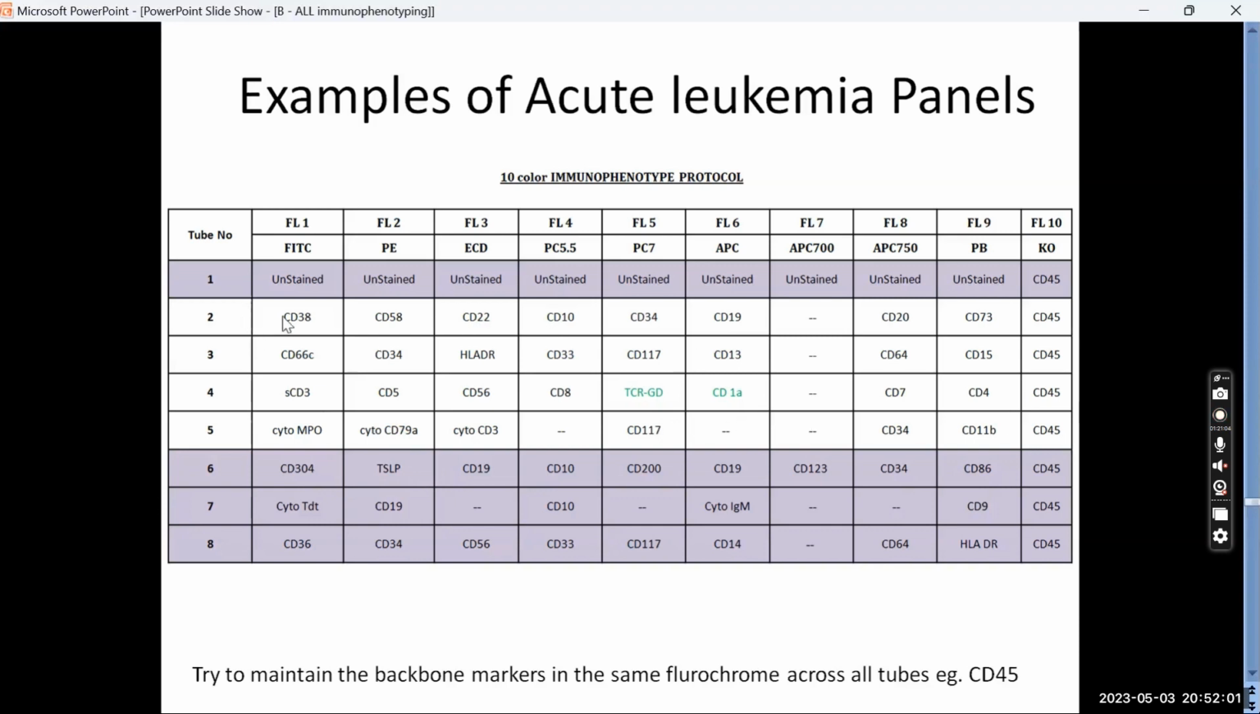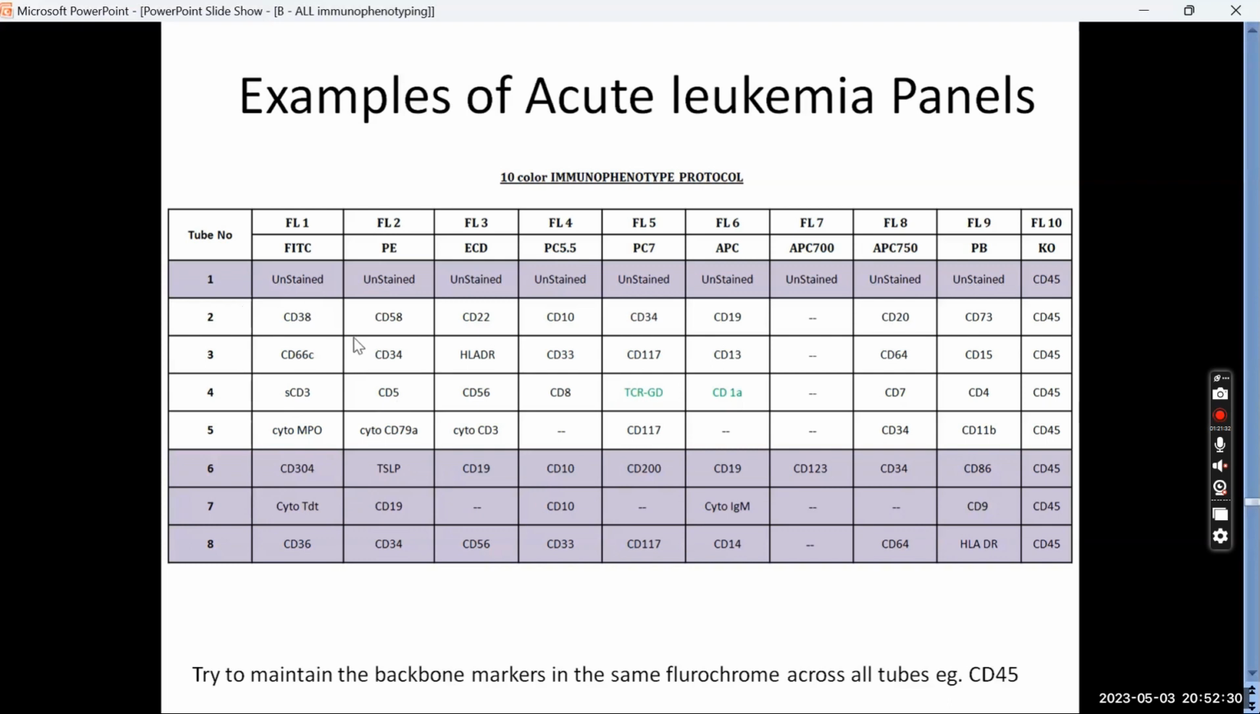Okay. And this is the B markers with the MRD markers. This is the myeloid markers. This is the T cell markers. And this is the lineage markers. Cyto-MPO for myeloid lineage, cyto-CD3 for T lineage, cyto-CD79a for B lineage. Cyto-TdT, though it's not lineage specific, since it's a cytoplasmic marker, I've added in this particular tube. And I have some gating markers for the blast: CD34, CD45, CD11b and CD17, something like that.